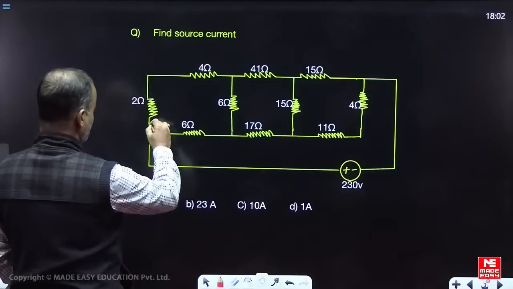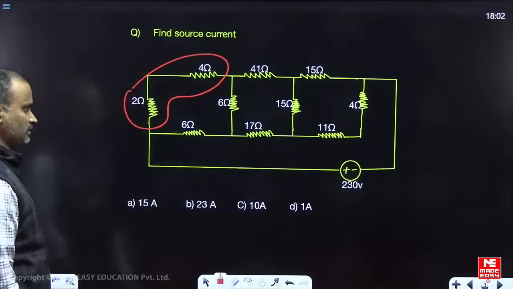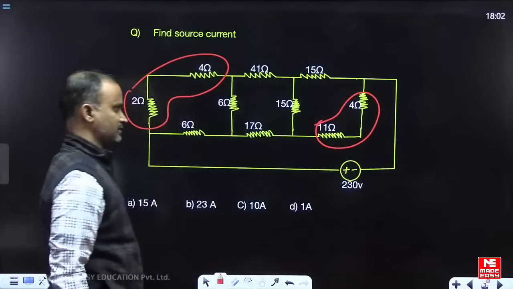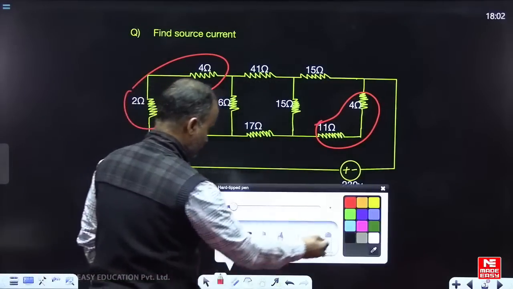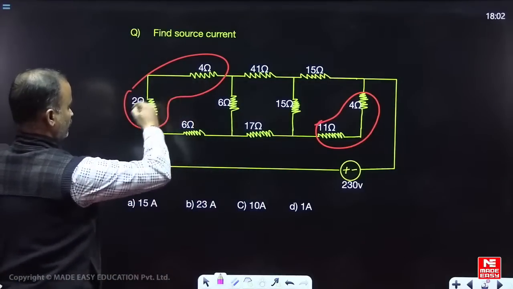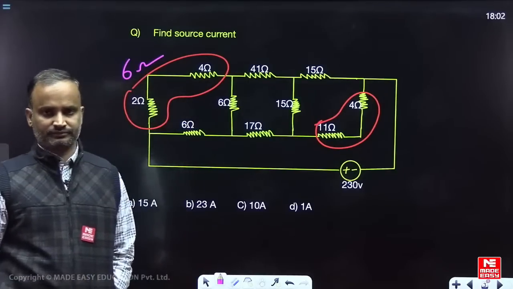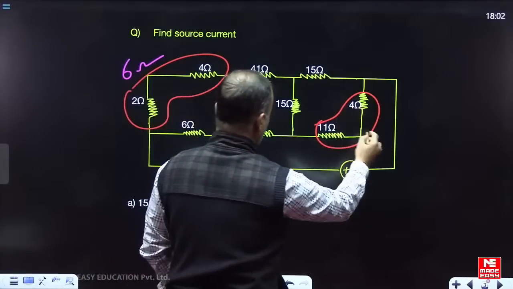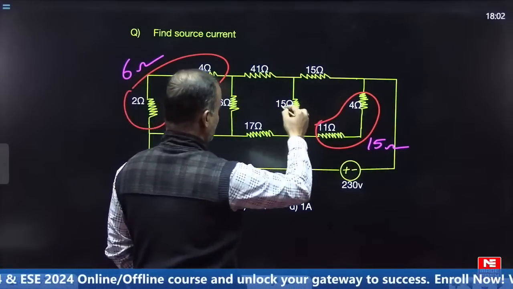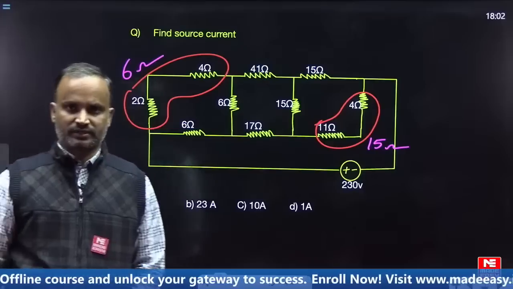In this one, if you observe here, this 2 and 4 are both connected in series, and this 11 and 4 are also connected in series. Now for this example, look carefully, this entire combination is 6. Can I call this a delta connection? Similarly here, the combination of these two resistances is 15. Can I call this a delta connection? Can you convert this delta to an equivalent star?